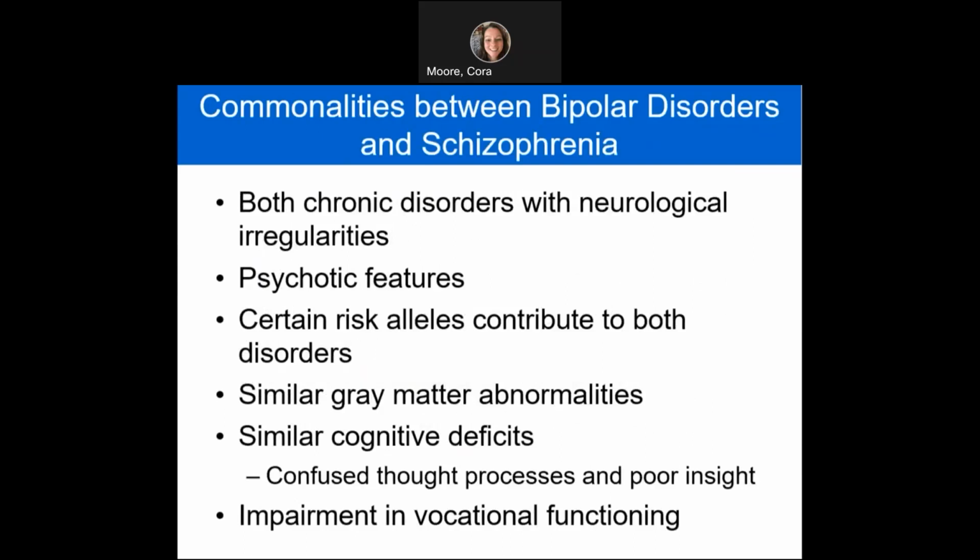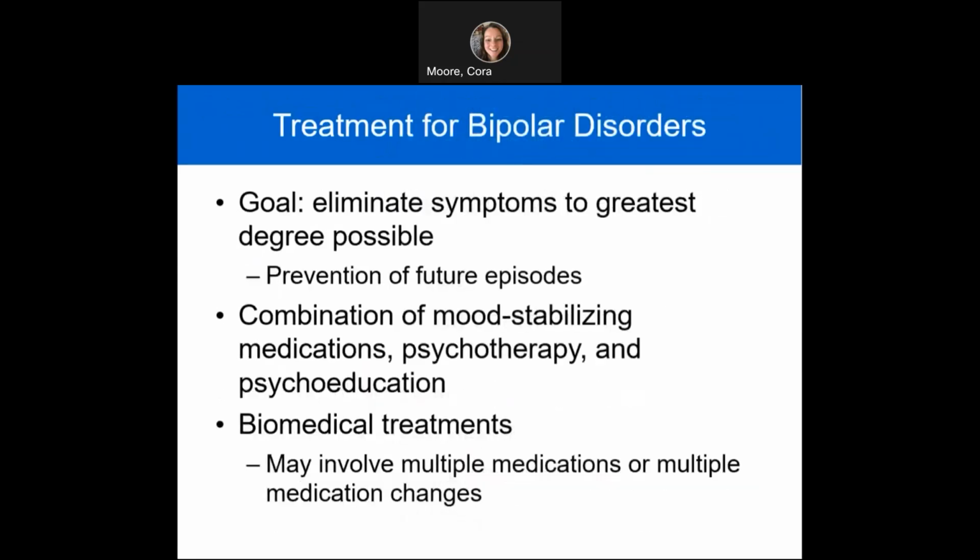So, all right. Sometimes bipolar is confused with schizophrenia because we see some of those neurological irregularities. And we also see some of those genetic factors that will contribute to both disorders. And we see similar abnormalities in the gray matter of the brain, as well as deficits in cognitive and even things like communication functioning, but they're not the same types of disorders.